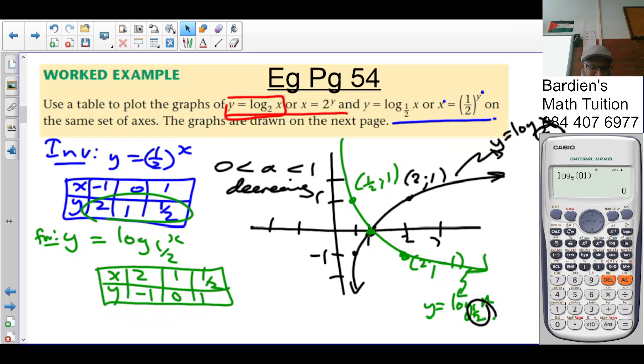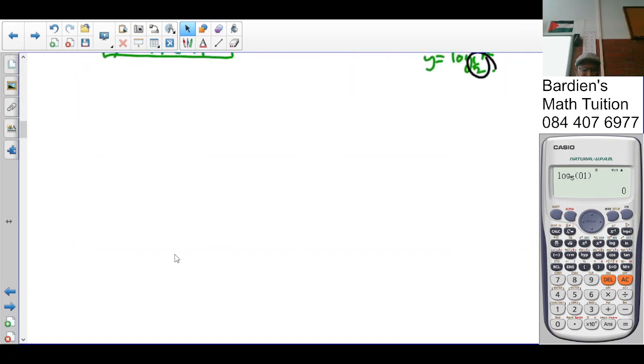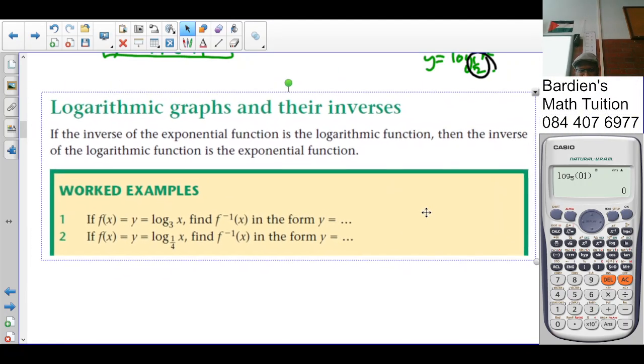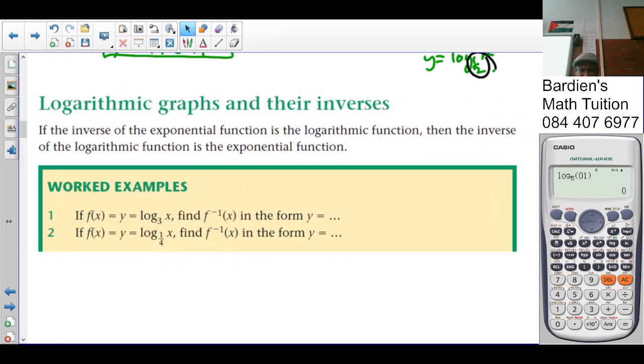Okay, so now we're moving on to log graphs and the inverses. I brought the inverse idea already into this discussion. No, not discussion. I'm the only one talking, so you guys don't want to talk to me. And this is on page 55.